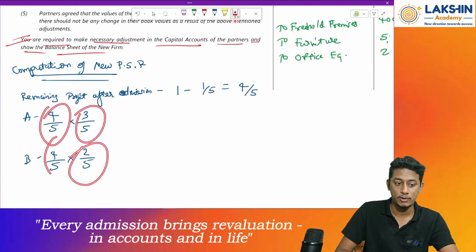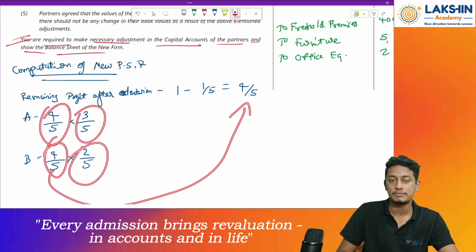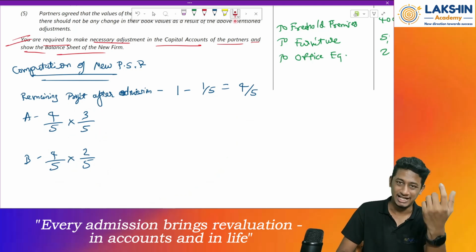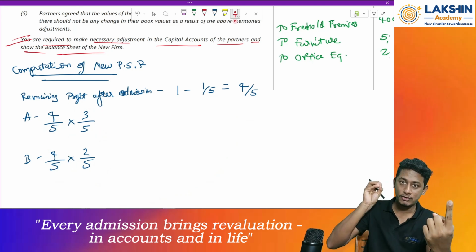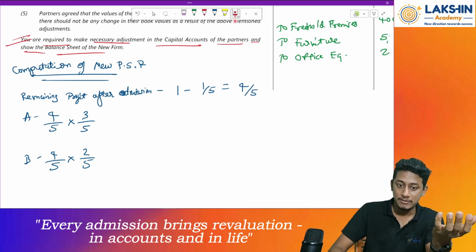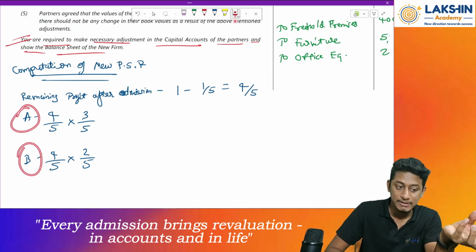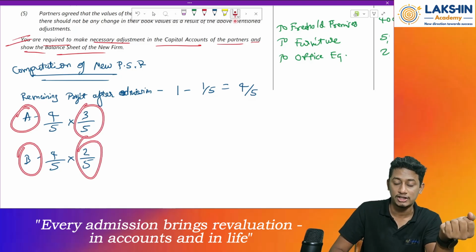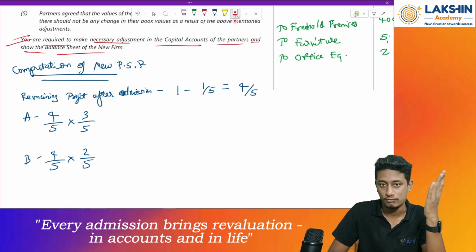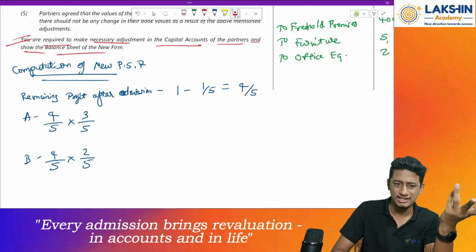Where did I get 4/5 from? From this part. The remaining value, whatever is there. See, out of 1 by 5 is taken by whom? By C. Remains how much? Remains only 4 by 5. Now this 4 by 5 will be divided between whom? Between A and B. In what ratio? In 3 is to 2 ratio. Why? Because this is the ratio we have as a base.